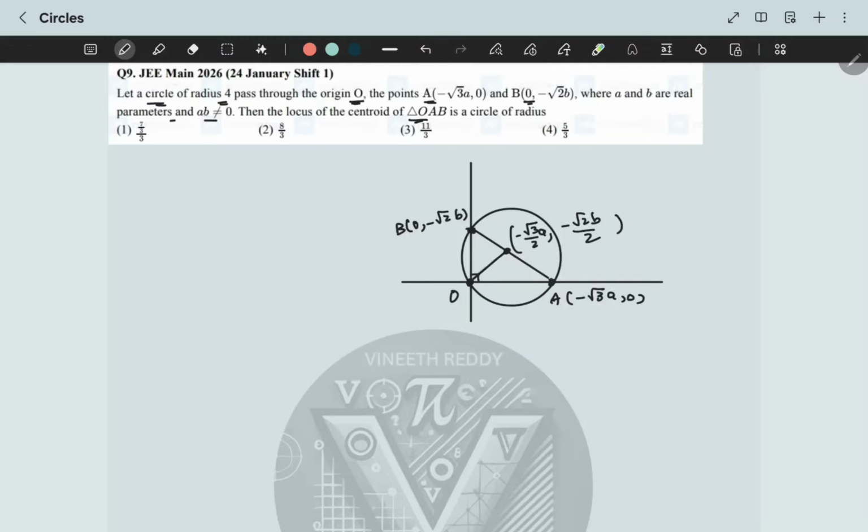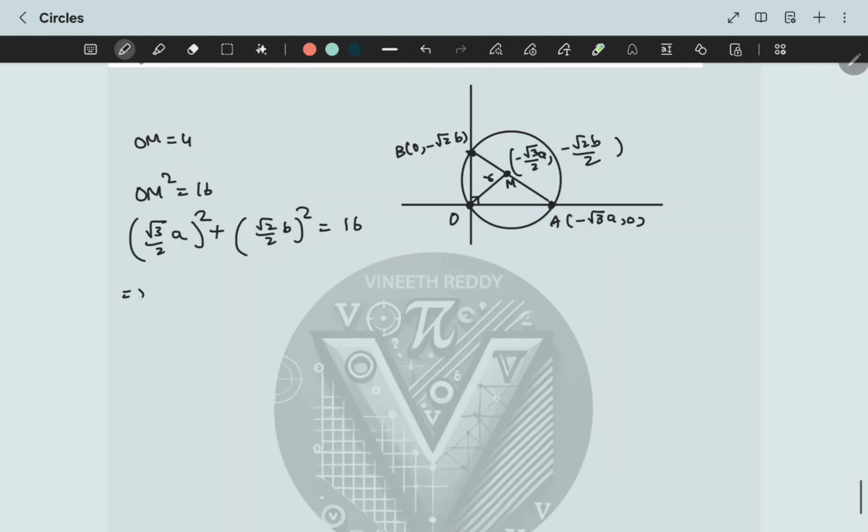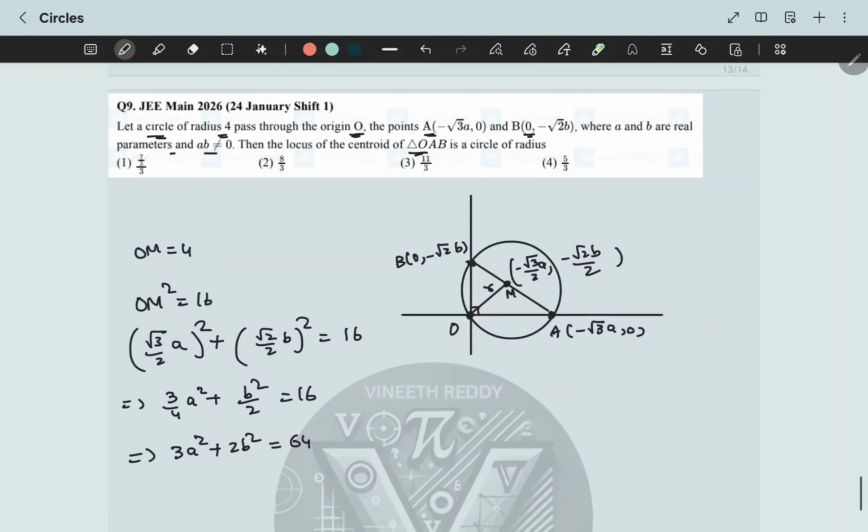Right? The distance between O and M should be equal to 4. Right? OM equals 4. That's it. So square on both sides. OM square is 16. So what will I get? So 0 minus of minus that, it should be root 3 by 2A whole square plus 0 minus of minus that, root 2 by 2B whole square. That should be equal to 16. So we get 3 by 4 A square plus B square by 2 equal to 16. So we get 3A square plus 2B square divided by 4, equal to 16. Right? That is one thing.